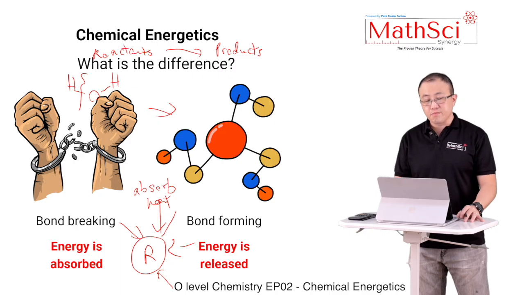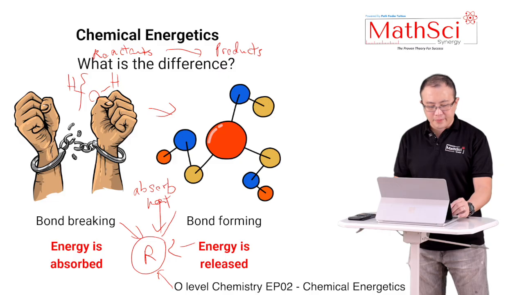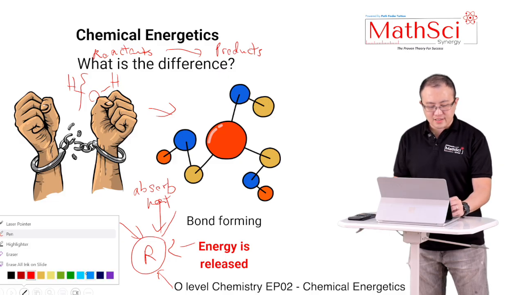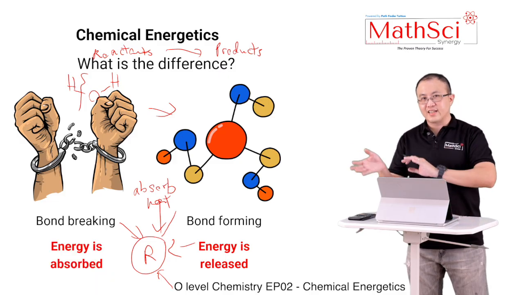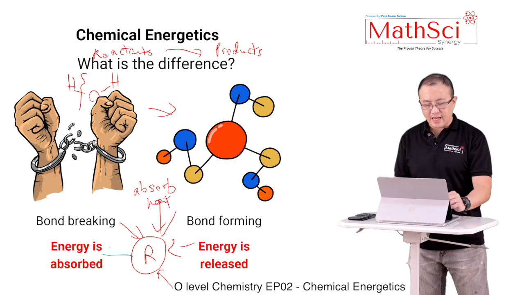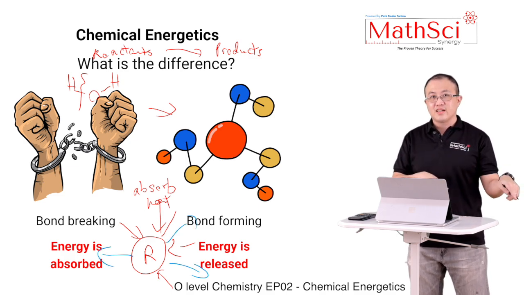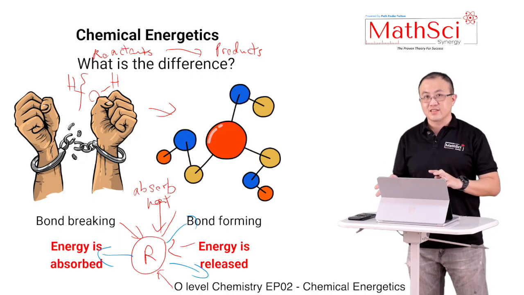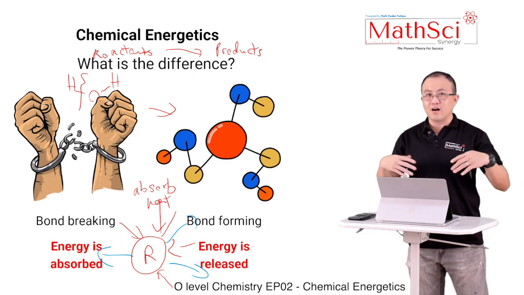But if overall it is a bond making process of forming, then on the other hand, you will see the opposite happening. At the end, when the product is formed, the arrow will be pointing outwards instead. Of course, this is a net, that means to say the resultant: the in minus the out.